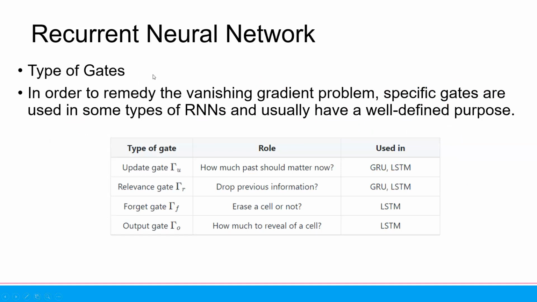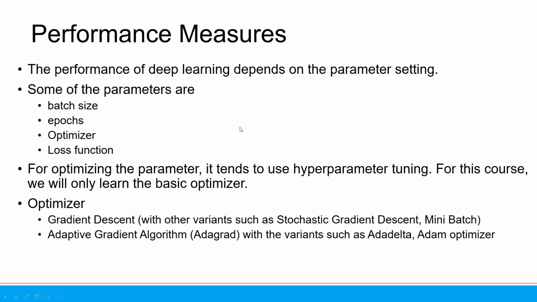So this is the gate that we learned before. Anyway, this is just the concept about the RNN. I think it is difficult to understand all the things. So at the end of this deep learning, I would like to explain about the performance measures.